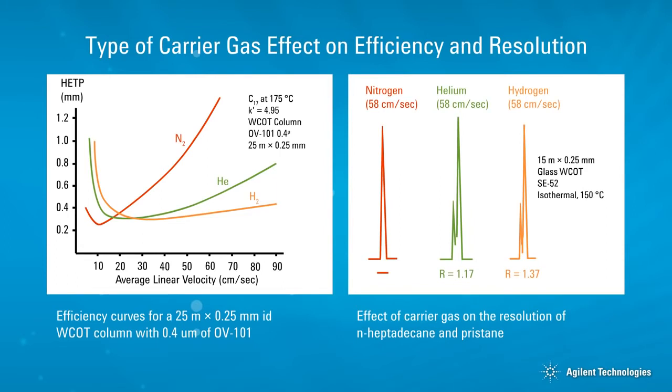Optimum linear velocity for helium carrier is about 20 to 30 centimeters per second. For a 320 micron column, this translates into a column flow of about 1.5 milliliters per minute. From the second diagram, you can see if nitrogen is used at the fast linear velocity of 58 centimeters per second, resolution of the two peaks is lost.